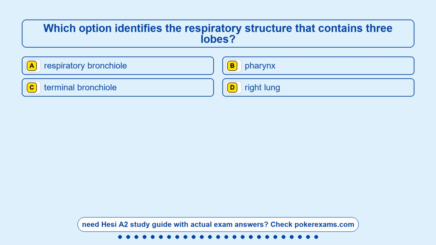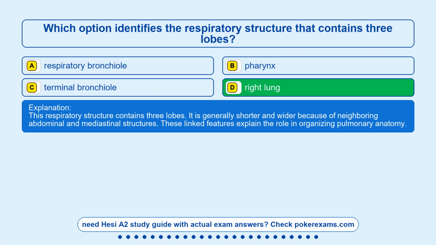Question 3. Which option identifies the respiratory structure that contains 3 lobes? Option A, respiratory bronchiole. Option B, pharynx. Option C, terminal bronchiole. Option D, right lung. The correct answer is option D, right lung.